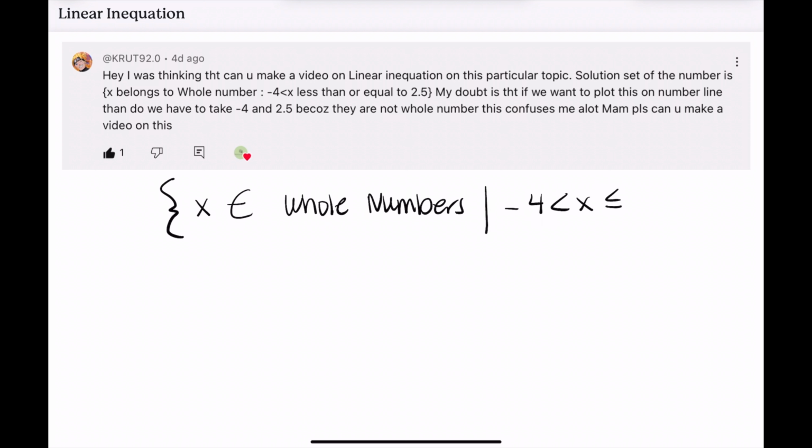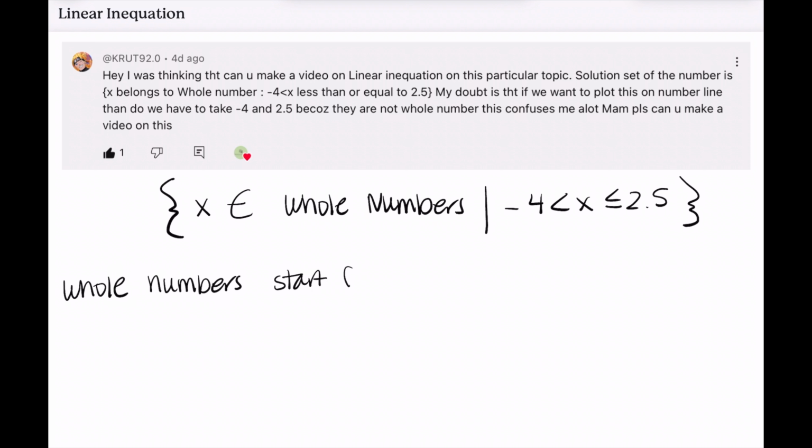This means that we need to find all the whole numbers that satisfy this condition, where x is greater than -4 and less than or equal to 2.5.